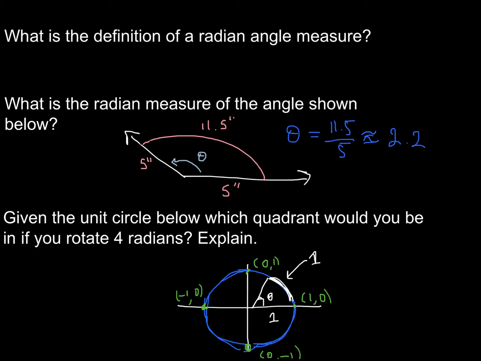Alright, and then given the unit circle below, which quadrant would you be in if you rotate 4 radians? So remember, rotating all the way around the circle takes 2 pi radians. Rotating halfway around the circle takes pi radians. And then this would be 3 pi over 2 radians. And so pi is a little over 3. And so 3 times 3 is 9. 9 divided by 2 is 4.5. So in between here and here would be 4 radians somewhere. So we'd be in the 3rd quadrant.